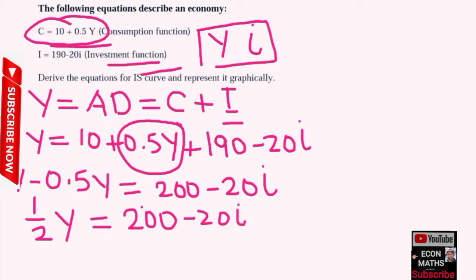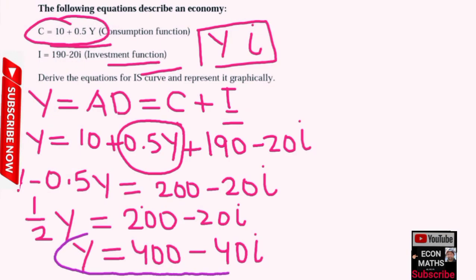Now this one half, we transpose it to the RHS side, so this 2 will get multiplied to these two terms. So our Y is equal to 200 into 2, that is 400, minus 20 into 2, that is 40i. So this is our IS curve. This represents our IS curve or IS equation.